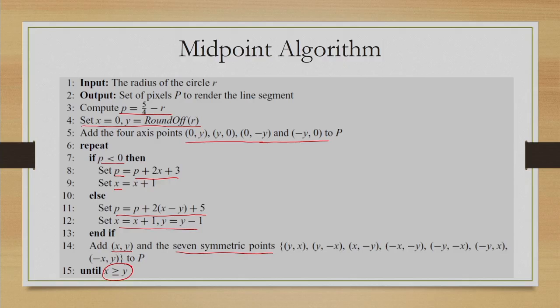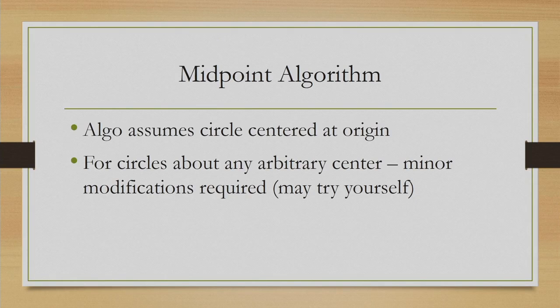As you have noted, if we go for the simple approach, we require a lot of floating point operations, multiplication, square root, which we avoided by this midpoint algorithm. Here, of course, it may be noted that the algorithm assumes the circle is centered at the origin, and we require some modification for circles which have their center at an arbitrary location. But that minor modification we will not go into the details, you may try it yourself.